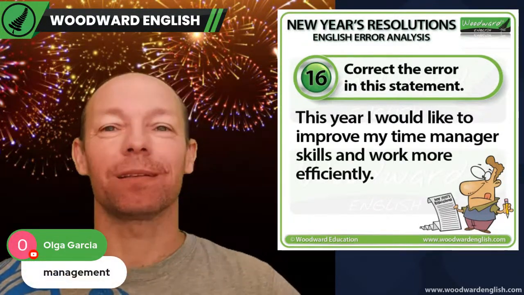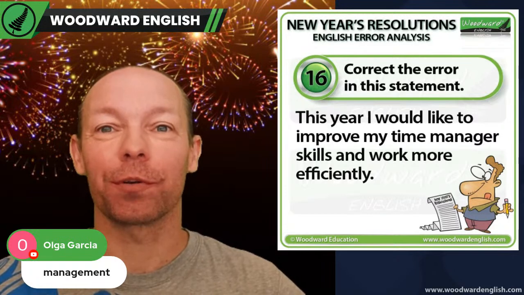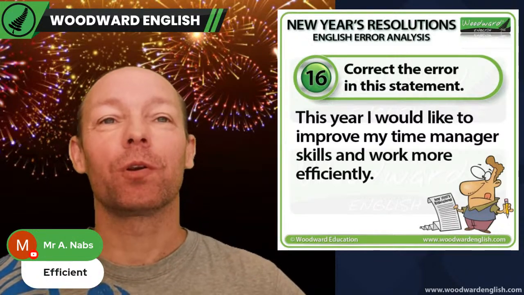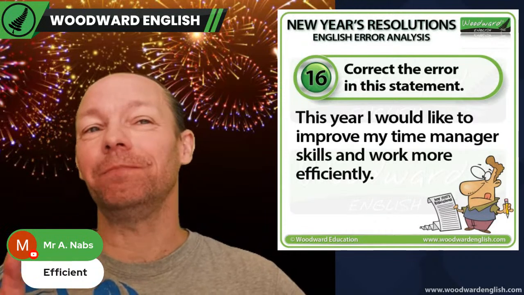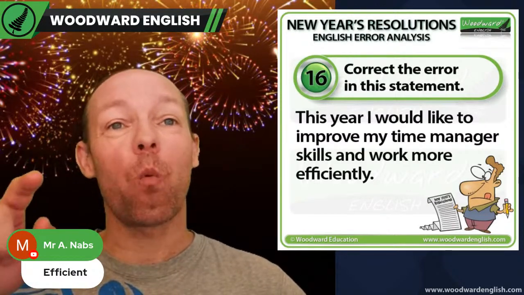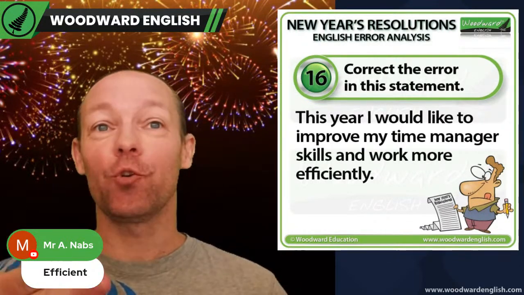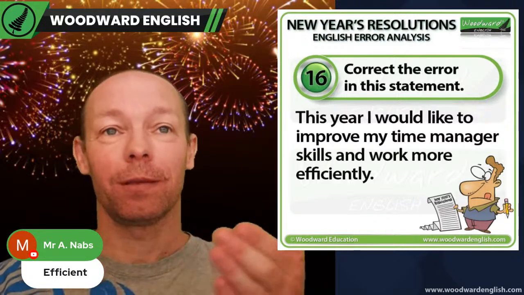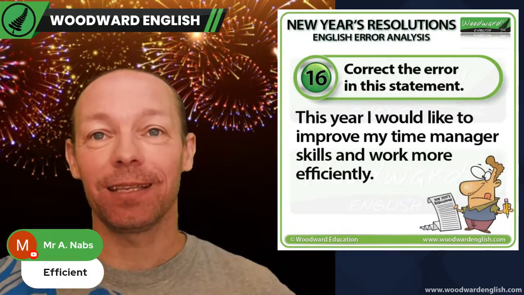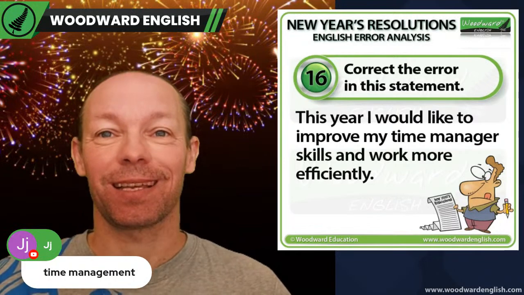Exactly. Management. Manager is a person, like in charge of a store or a shop. Efficiently is correct, because why do we have efficiently? Because we need an adverb. An adverb normally, not always, normally ends in ly. We need to work, how? An adverb describes how. So how do you work? Efficiently. So that's why it needs an ly there, because efficient is an adjective, like I am efficient.